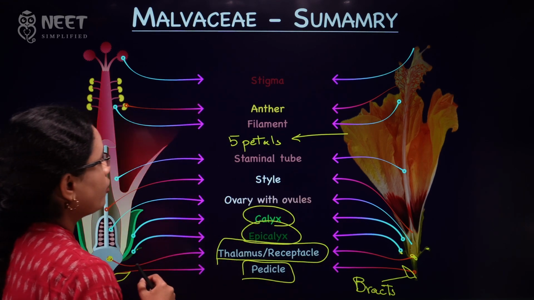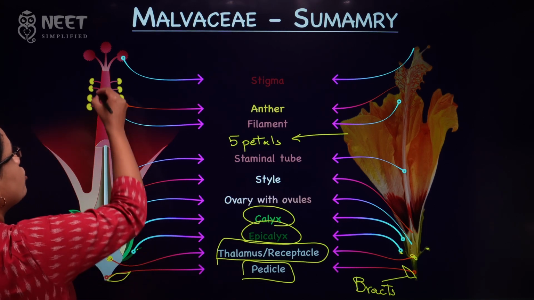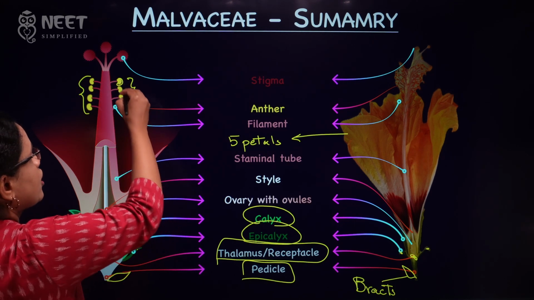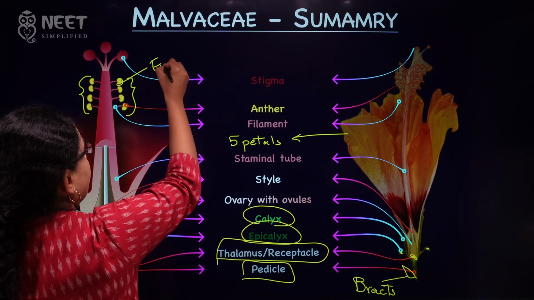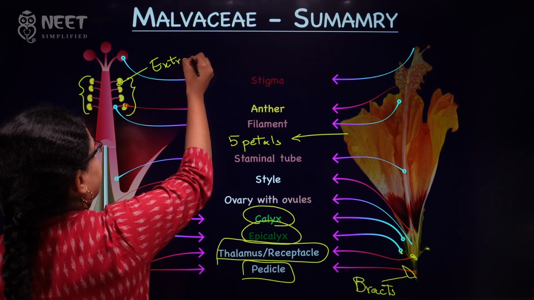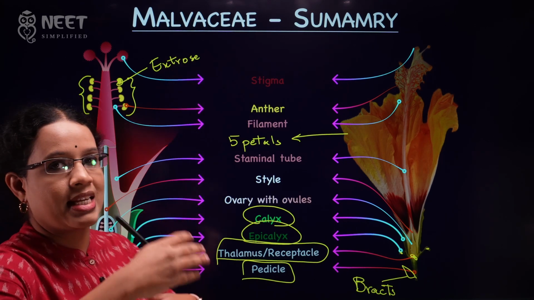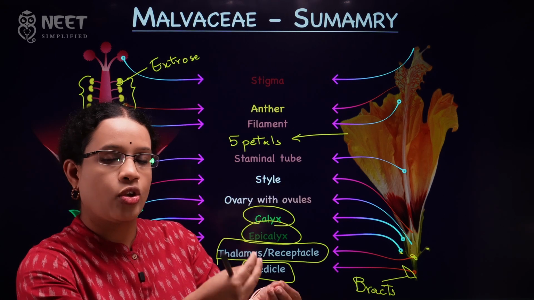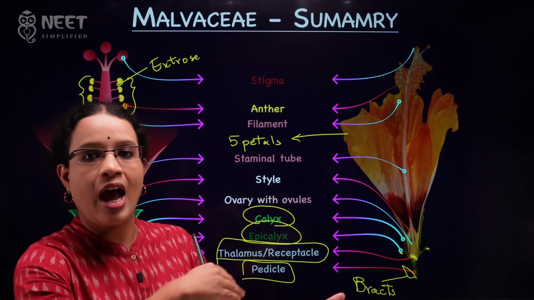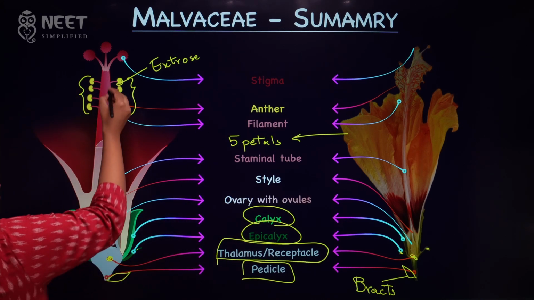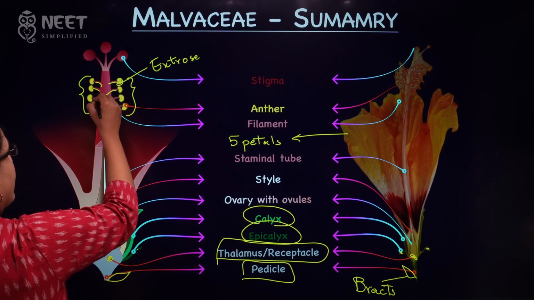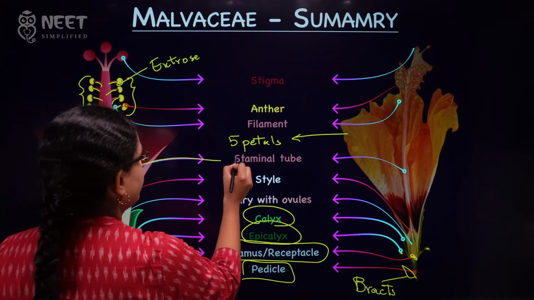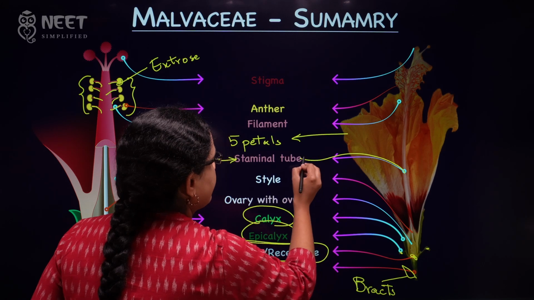Now the next thing we understood is the stamens, which are going to be multiple in number. We have seen the anthers, which are all extrorse in nature. These are extrorse anthers. Why? Because you will see that the dehiscence is happening towards the outside. So they are exposed to the outside. So the anthers are dehiscing outside. So these are the extrorse anthers, and you are seeing all these filaments joining to form the staminal tube. As you can see, the staminal tube is very clearly seen here, right?